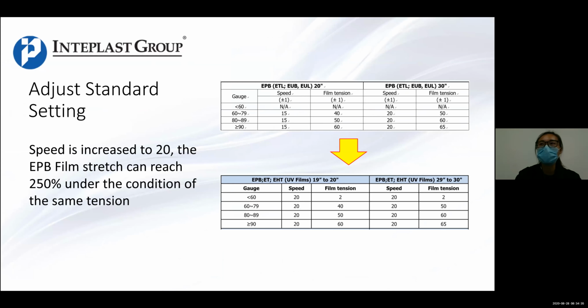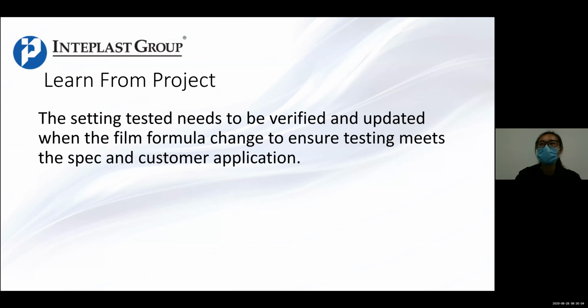After several tests, I discovered when I use the old EPB standard and let speed go up to 20, it almost gets to 250%. So for EPB, we just increased speed to 20 and use the same tension. And this project let me learn the setting test needs to be verified and updated when the film formula changes, to ensure testing meets the spec and the customer application.